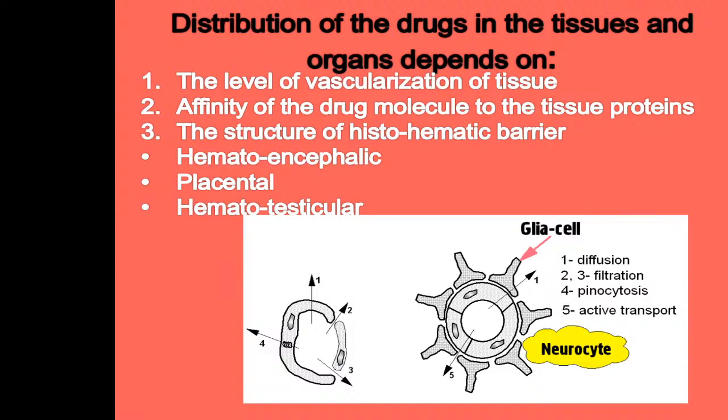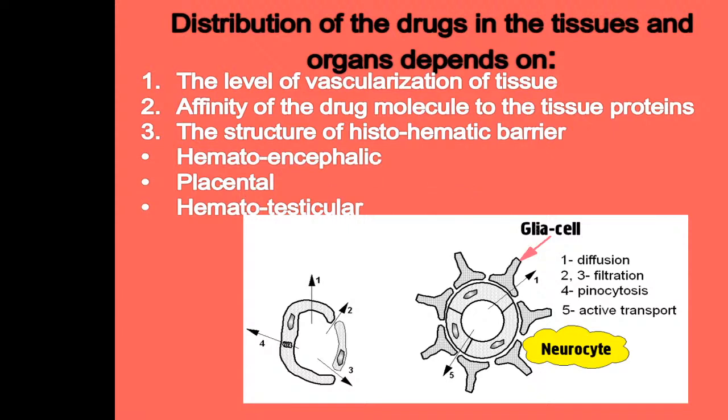We distinguish ordinary histohematic barriers and several special ones. Among special, there are hematoencephalic, placental, hematotesticular, and so on. More often we take into account the hematoencephalic and placental barrier. Hematoencephalic means the barrier between blood and neurocytes in the brain and spinal cord. Via this barrier, the drug substances penetrate less. Same through the placenta.